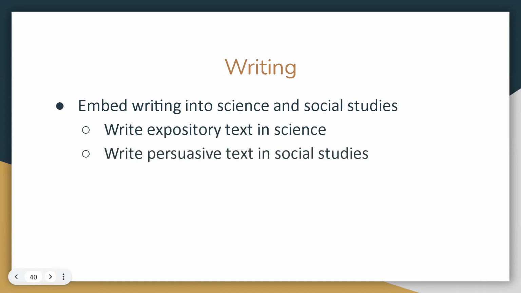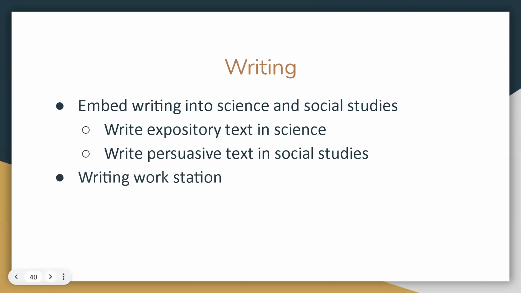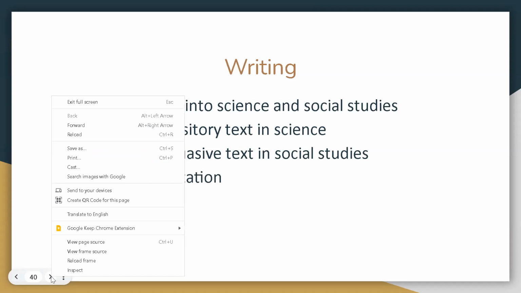Also, think about adding persuasive text into social studies, having students write about which region would be best to live in and why. Or which community would you best like to live in: urban, suburban, or rural? So there's lots of ways to add persuasive text into social studies. Another way to incorporate writing every day is to have a writing workstation. And so each day students are practicing writing, whether it's for a prompt or connecting it to a content area topic that they're currently studying in class.